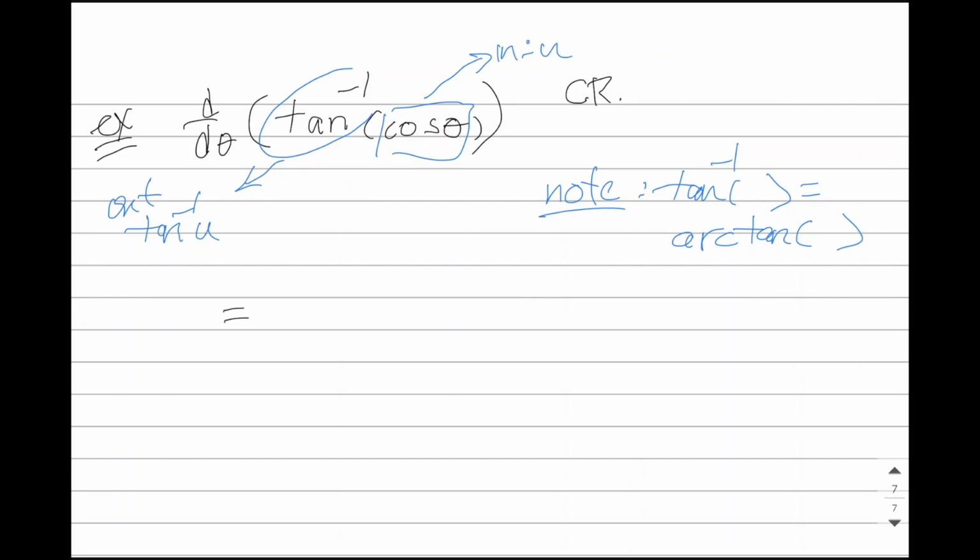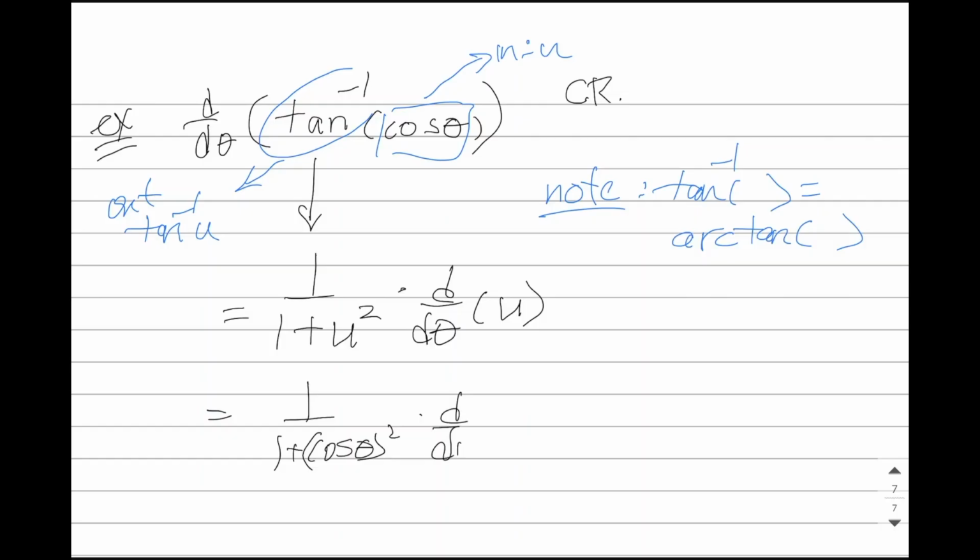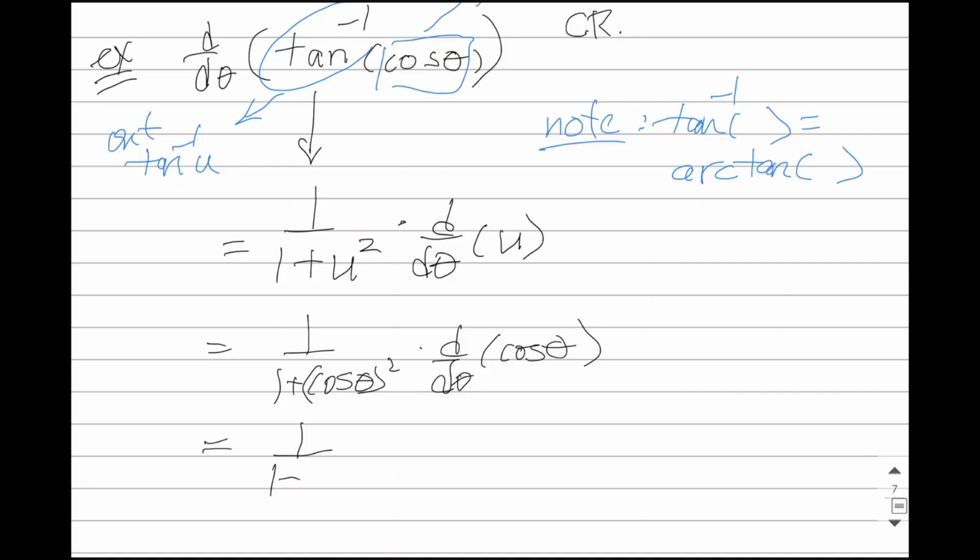If we wanted to take the derivative of the inverse tan of something, it would be 1 over 1 plus something squared. That would be the derivative of the inverse tan times the derivative of that something. Well, the something in our case is cosine. So we would get 1 over 1 plus cos squared theta times negative sine theta. So at the end of the day, we could just simply write it like this.